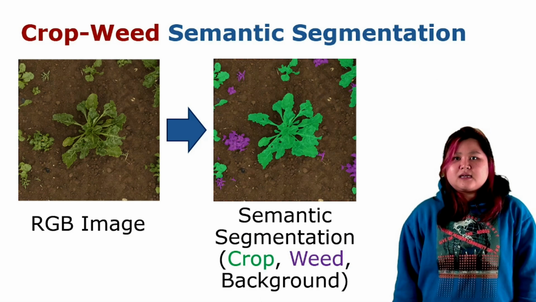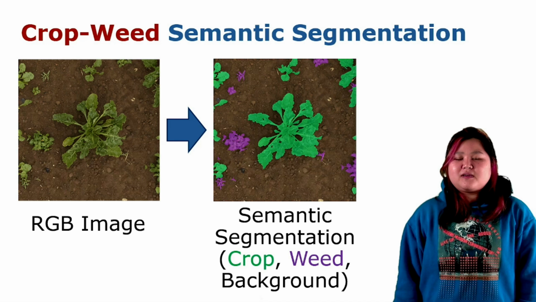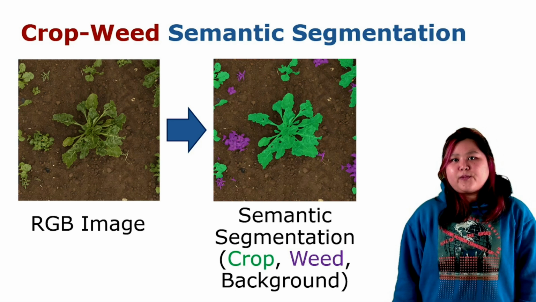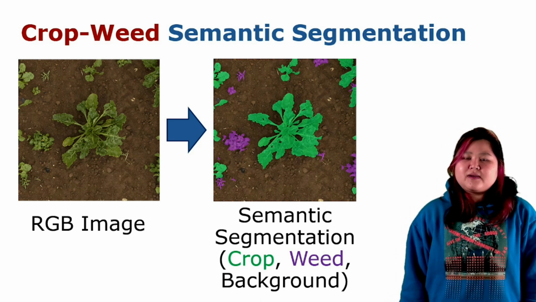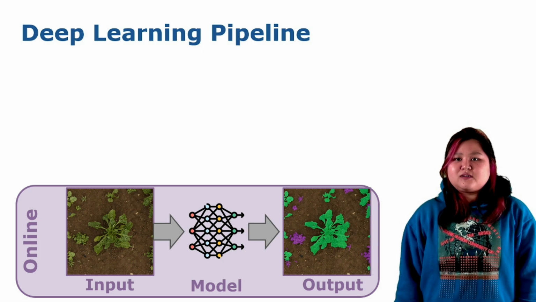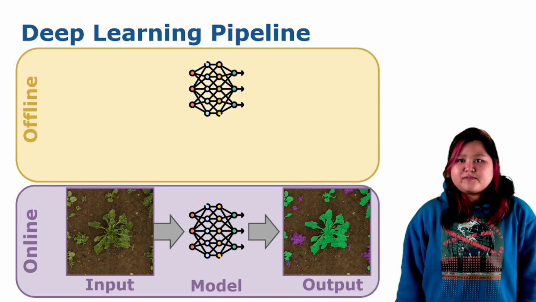We do this in a task called crop weed semantic segmentation, where we take in as input an RGB image, and as output, we would like to assign every single pixel in the RGB image as either a crop, a weed, or a background semantic. Here, we mark crops as green and weeds as purple. We can perform crop weed semantic segmentation using deep learning methods, where we feed as input the RGB image to the model, and the model outputs the crop weed semantic segmentation. This can be performed online on any agricultural robot.